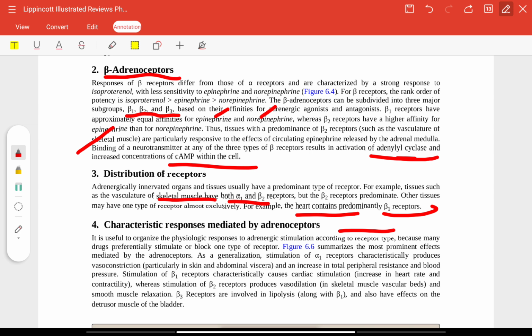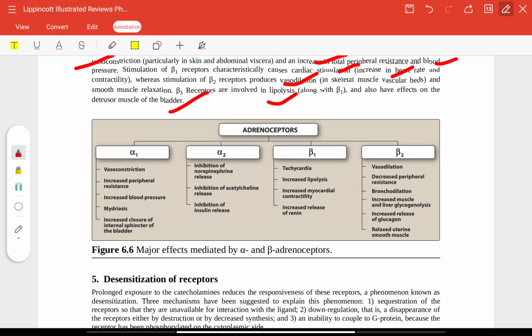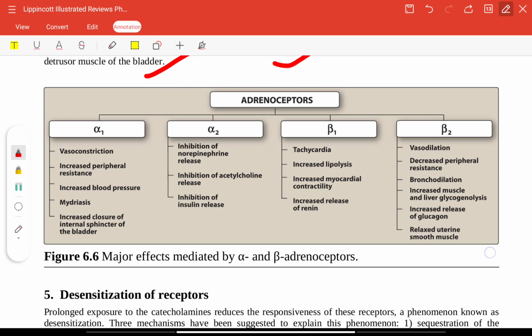Now such as alpha 1 receptor produces vasoconstriction in skin and abdominal viscera, and increases TPR, total peripheral resistance, and so increases blood pressure. Beta 1 stimulation will cause cardiac stimulation, it will increase the heart rate. Beta 2 causes vasodilation in the skeletal muscle. Beta 3 are involved in lipolysis along with beta 1 and also have an effect on the detrusor muscle of the bladder. We can also have a look at this table, it's very important.